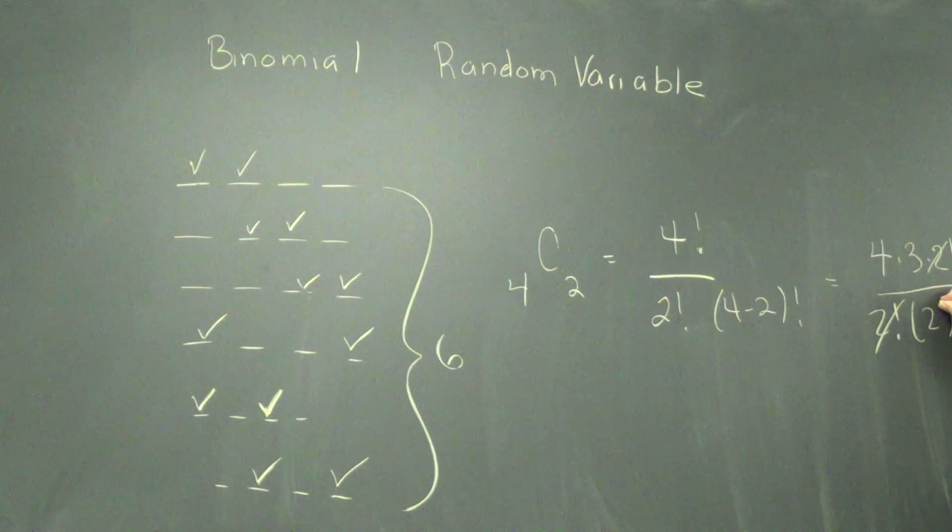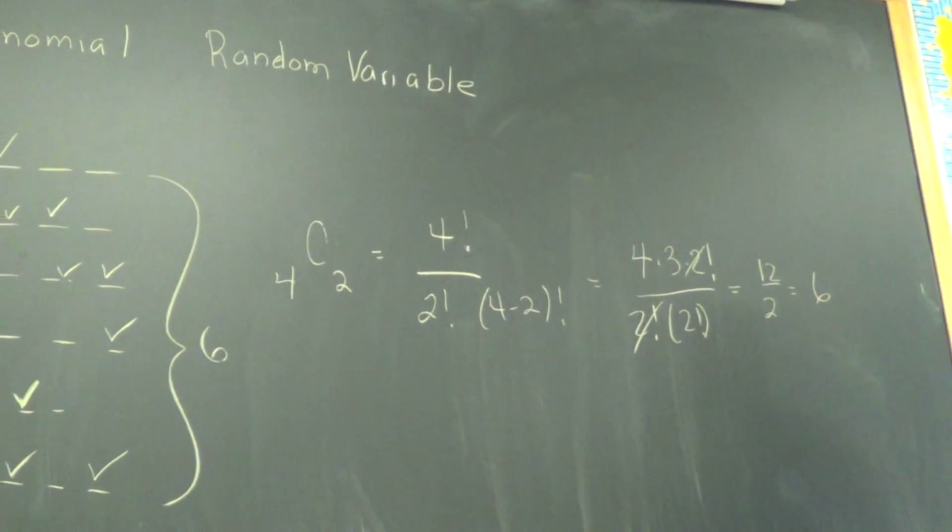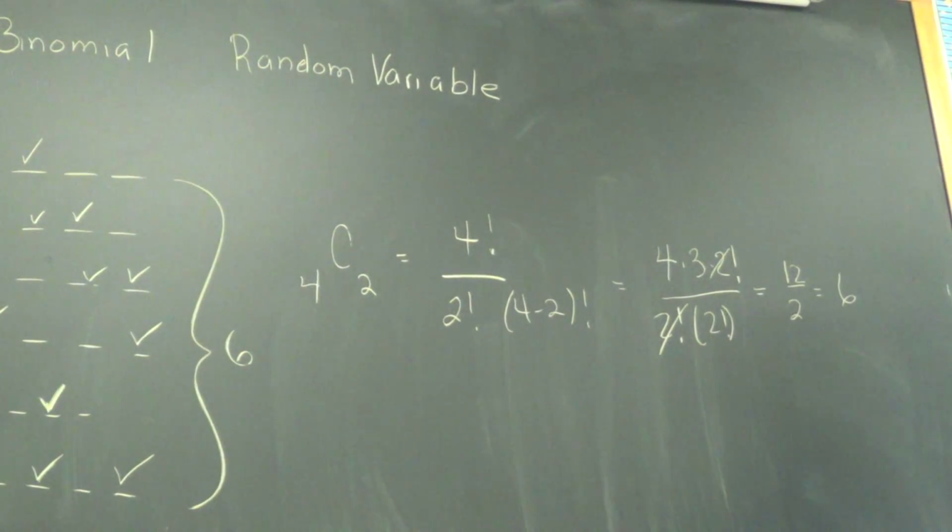All right, so we have 4 divided by 2 factorial, or 4 times 3, 12, divided by 2 factorial, which is 2. So we did get the desired 6. Cool.